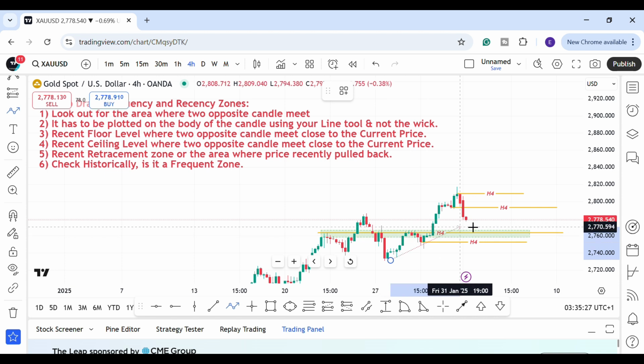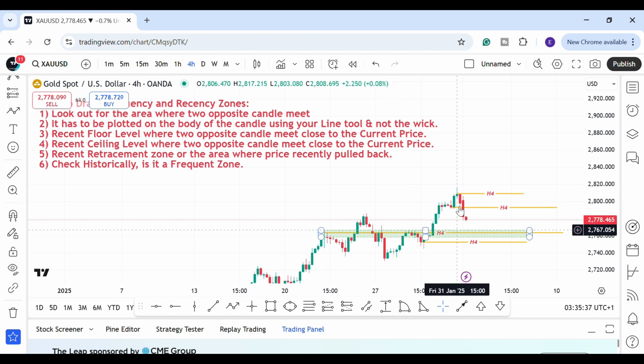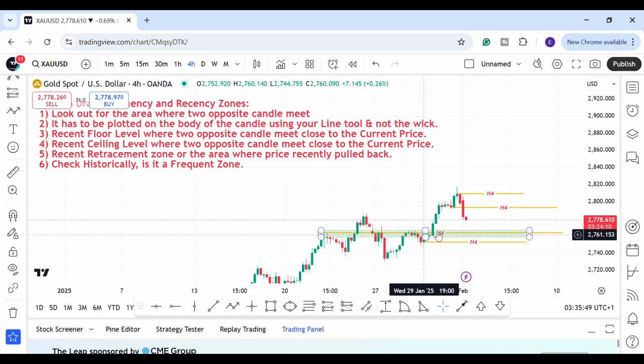This is a recent one, and this is a recent one as well. You get it? So use the recent ones. Now if price breaks below this, price might likely get to this point. You get it?